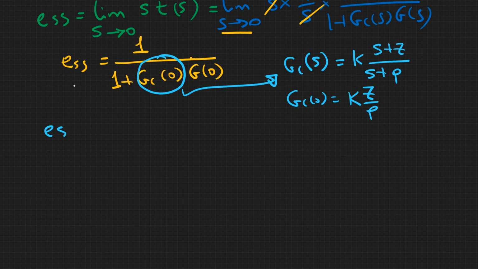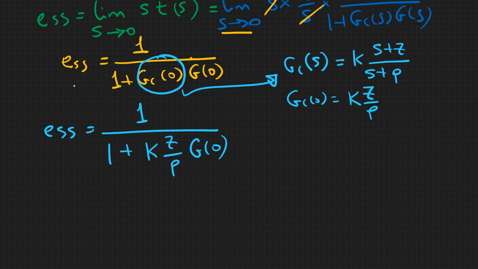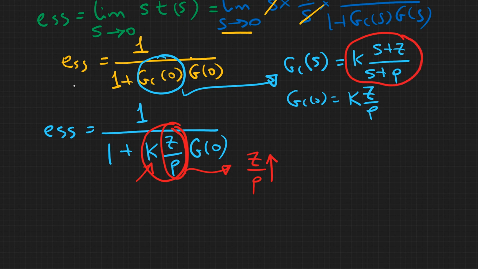If you want to write the expression of the steady state error now, it becomes 1 over 1 plus GC of 0, which is K times Z over P, multiplied by G of 0. So if you want to minimize the steady state error, you need to maximize this term. For a certain value of K, that means we need to maximize the ratio between Z and P to be as high as possible. And this is where the lag compensator does pretty well, because in the lag compensator the magnitude of the zero is greater than the magnitude of the pole. So from the S-plane point of view, if the pole is here, the zero, for example, can be somewhere here.